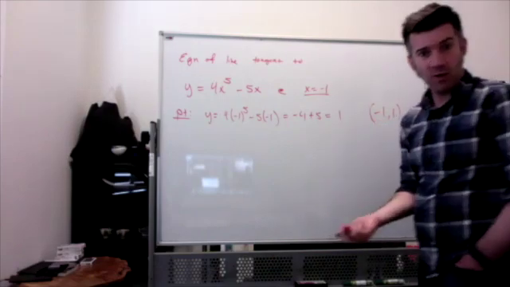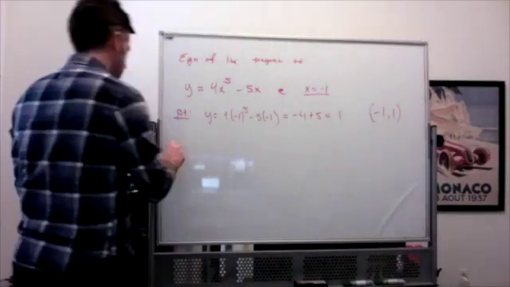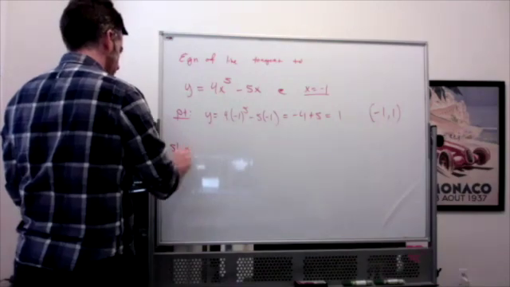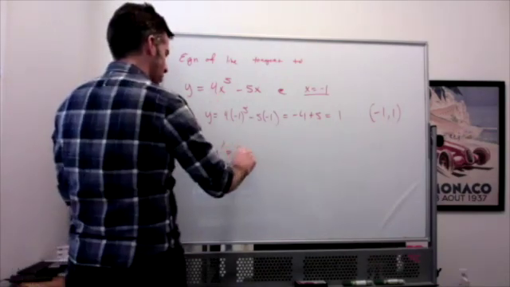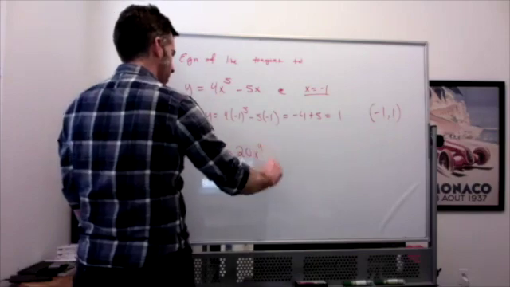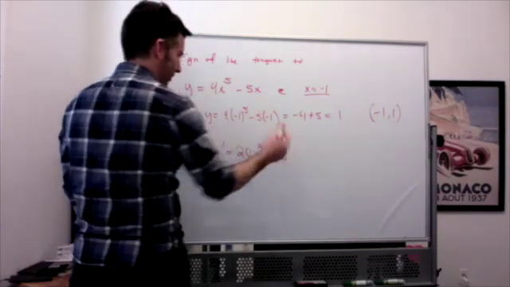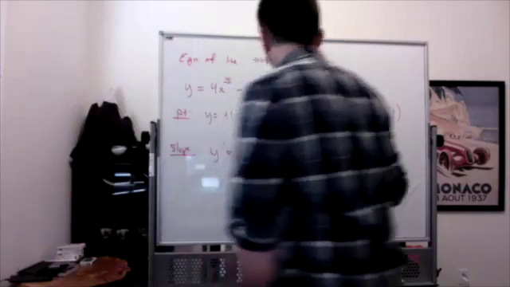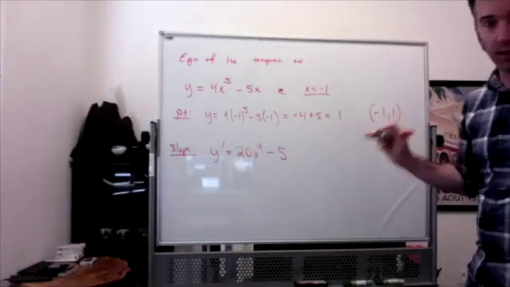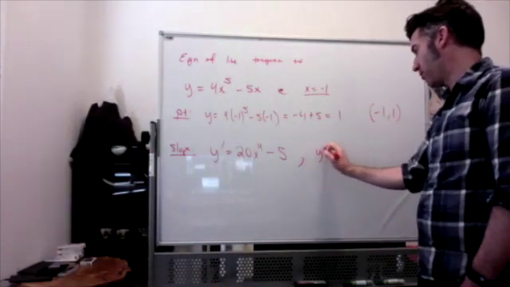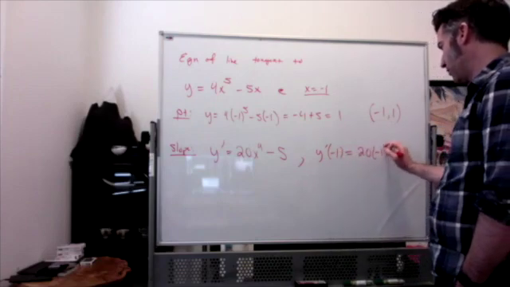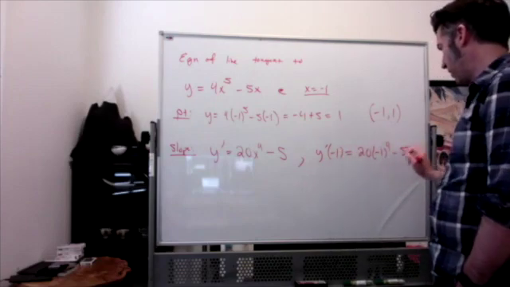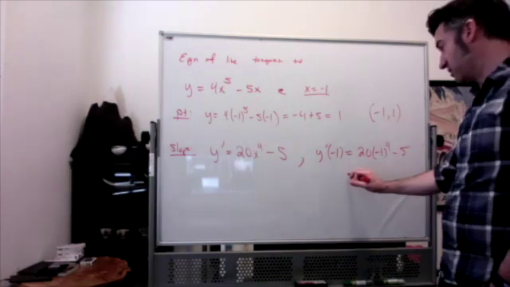And then to find the slope, we're going to find the derivative, which is going to be, let's see, the derivative of 4x to the 5th is 20x to the 4th, minus the derivative of 5x, which is 5. And then we're going to plug in, again, -1. So y prime of -1 is going to be 20 times (-1) to the 4th minus 5. That's 20 minus 5, which is 15.